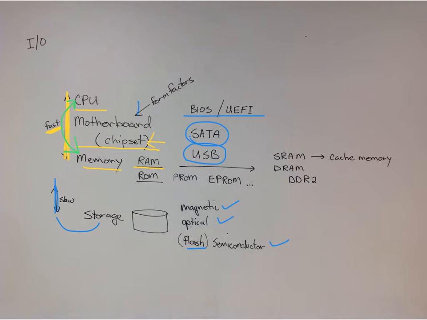We mentioned the different sizes of form factors that would fit in a particular case. I talked a little bit about memory, dynamic RAM, DDR2. We talked about static RAM, and that's often used as cache memory.